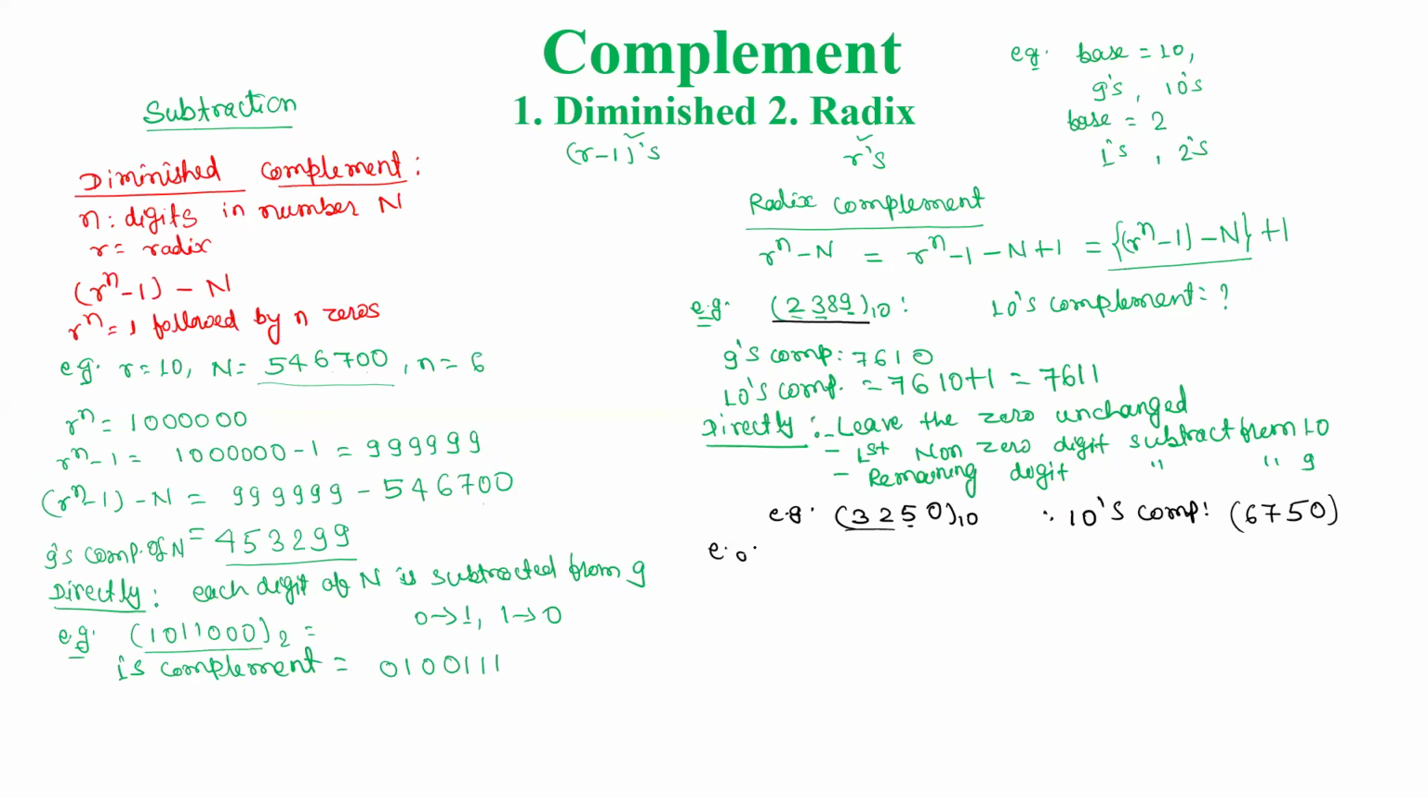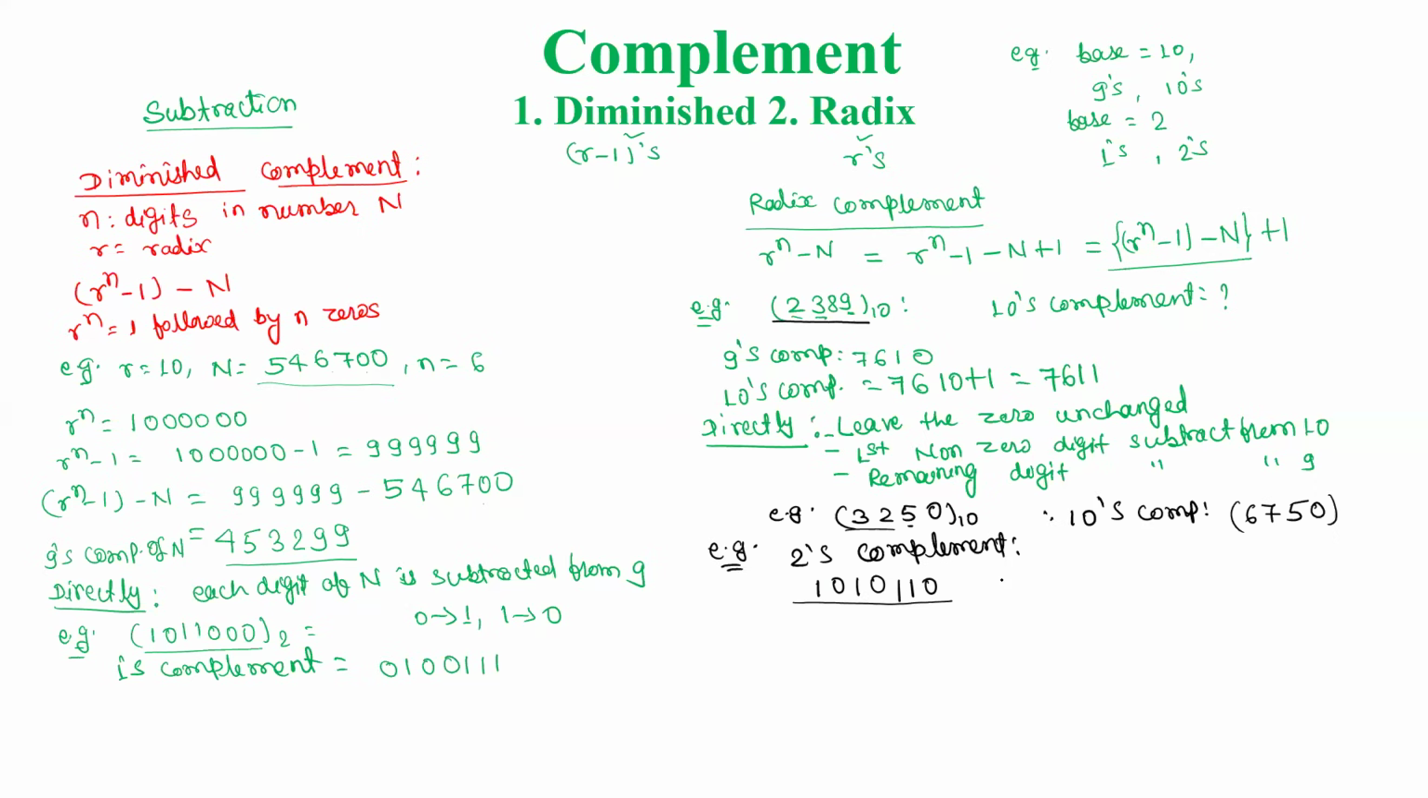Similarly, we'll try to find it for binary numbers. For binary numbers, we have to find the 2's complement. First we'll see how we can do it with the help of 1's complement. Later we'll see how we can obtain it directly. So the number is 1 0 1 0 1 1 0, for example. This is the number for which we want to find the 2's complement.